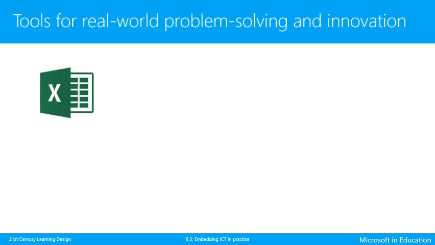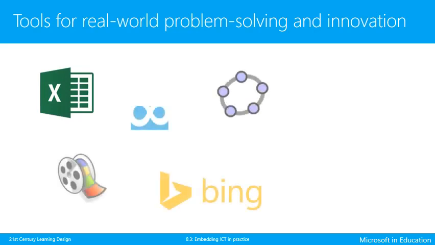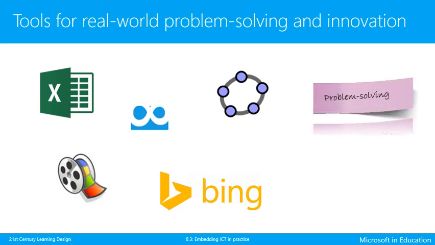For real-world problem-solving and innovation, students could use tools such as Excel, Movie Maker, Bing, and apps such as M8 MindMap and GeoGebra to work on solving problems by developing solutions that are new to them. These technologies can also provide opportunities for students to innovate and put their ideas or solutions into practice in the real world.